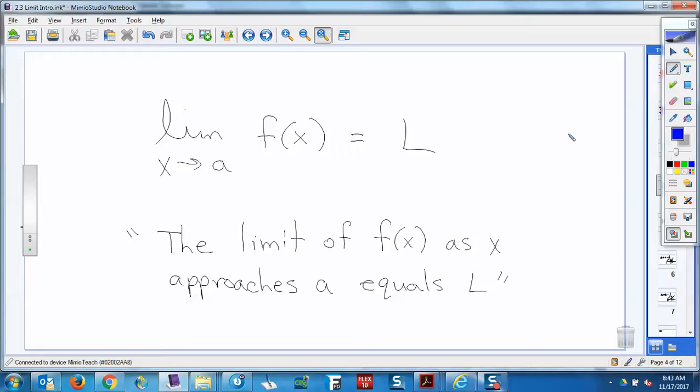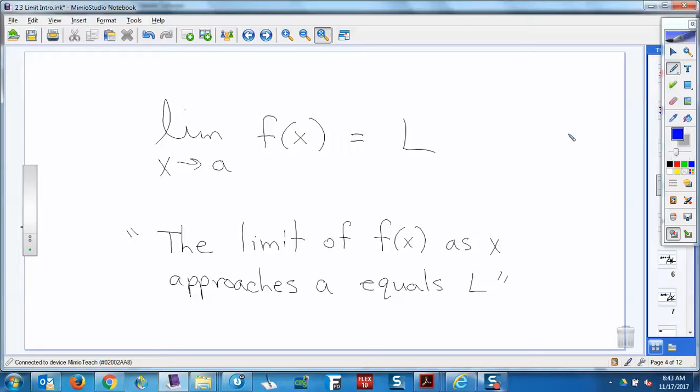So you could argue you never really get there, okay? But that is our answer to a limit problem. That's our limit. That's what we're getting close to, what we're approaching, okay? So we read this as the limit of f of x as x approaches a equals some number. So if a limit problem has a limit, it's a number answer.